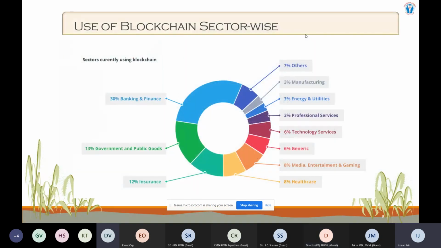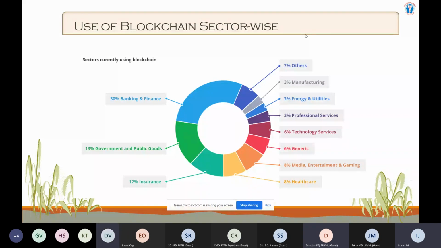These are the sectors you can see. Banking and finance are the sectors using blockchain the most, and 30% of blockchain technology is being used in finance and banking. That means the most sensitive part of your country is using blockchain, so you can very well believe in this technology. 13% is government and public goods, and land registry also are using it.